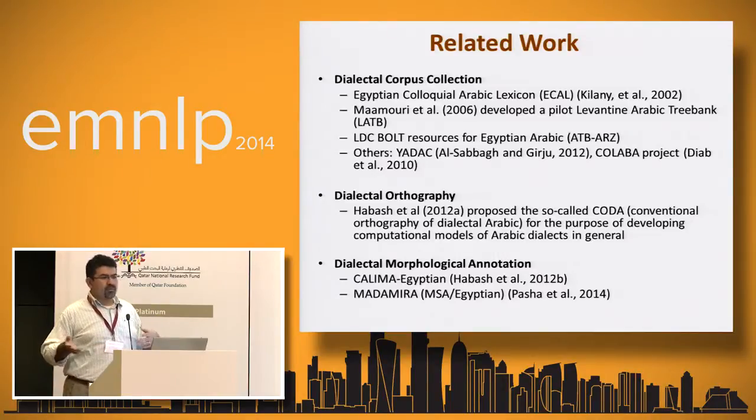In terms of work on dialectal orthography, we actually referred to the work by Habash et al. on developing a conventional orthography for dialectal Arabic to solve this problem, and I'll talk some more about it today too. And of course, there is also work on developing morphological analysis and disambiguation for the dialect, the most successful of which is work that's done on Egyptian Arabic under the Kalima and the MADAMIRA systems from Columbia.